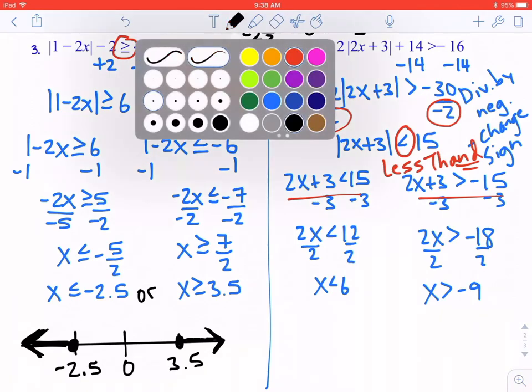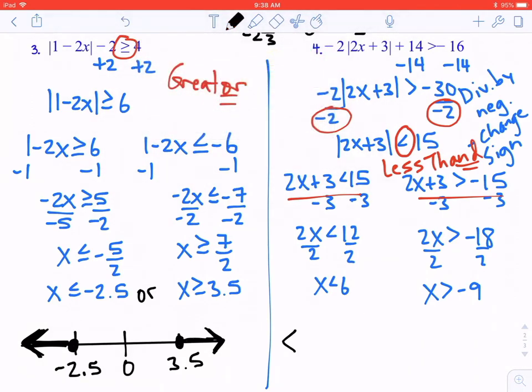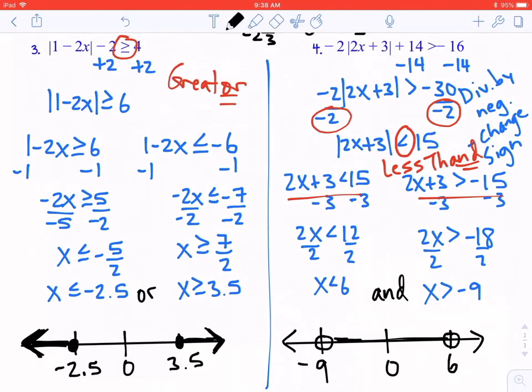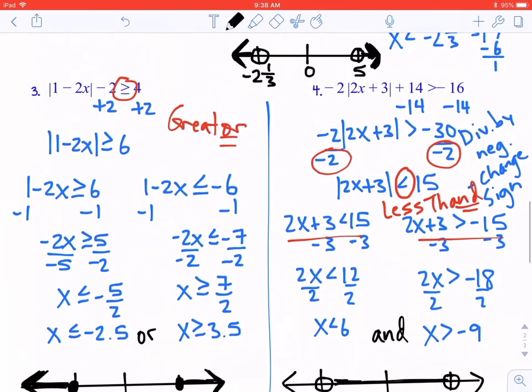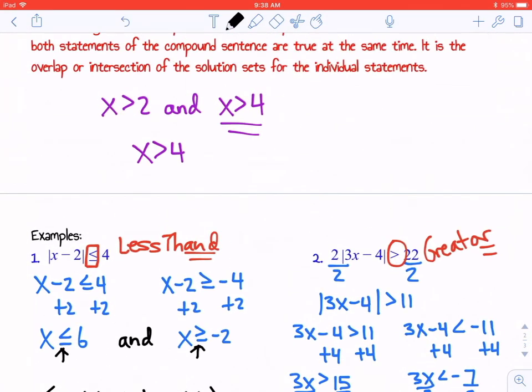Alright, so let's now put it on a number line, thinking of it as our and graph because that sign changed. So I'm going to put 0 in the middle, 6 on the right, and -9 on the left. It's greater than -9 and less than 6, so it's got to go in between the two. Alright, so that's it for 4 good examples on solving absolute value inequalities.